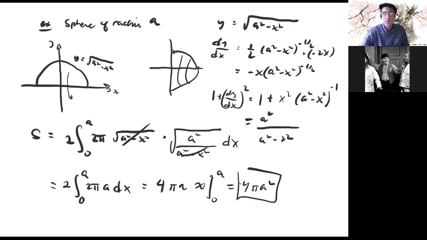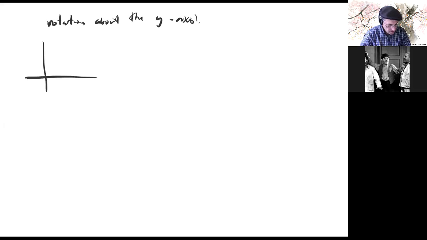Okay, so let me move to the next problem. But before I actually move to the next problem, what about the rotation about the y-axis if you have a curve? Well, suppose you have a curve, maybe it looks like this, and we rotate it around the y-axis, and maybe it's x equals g of y, and y is between c and d.